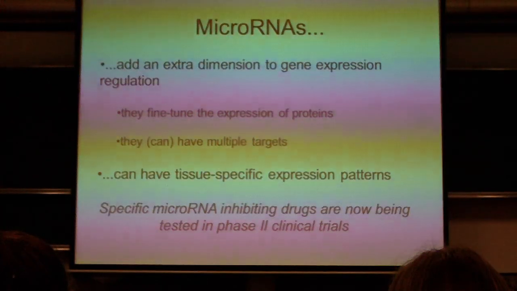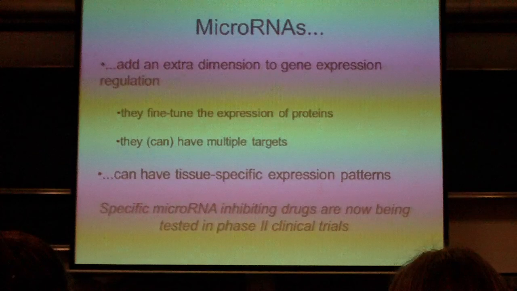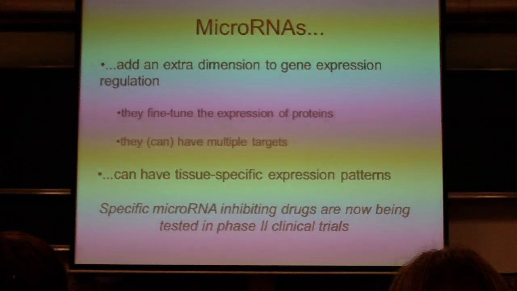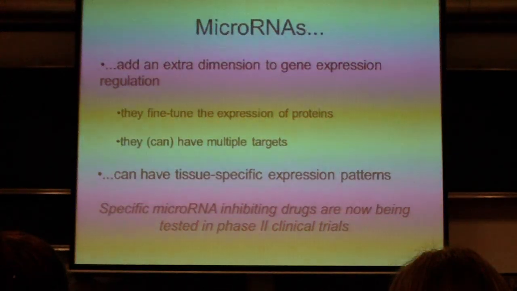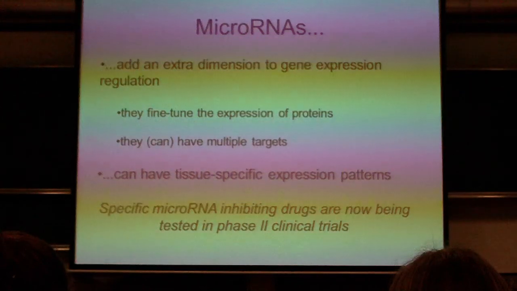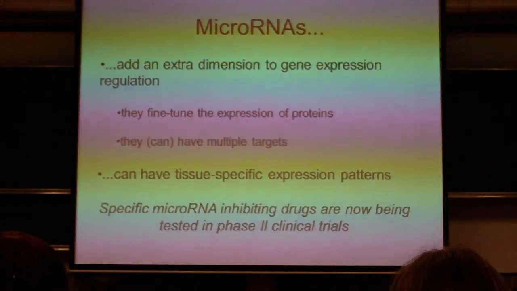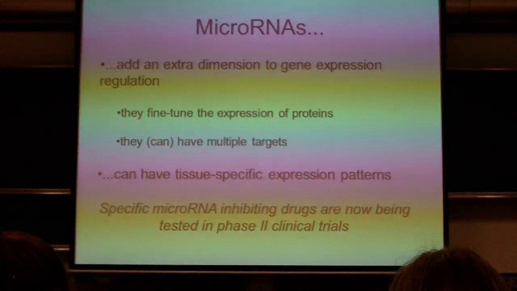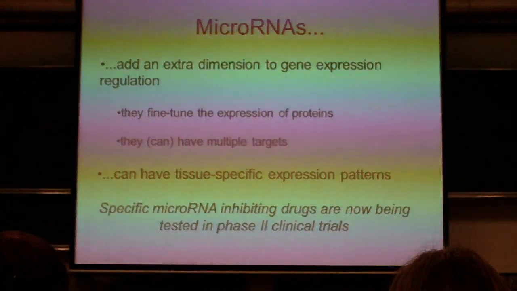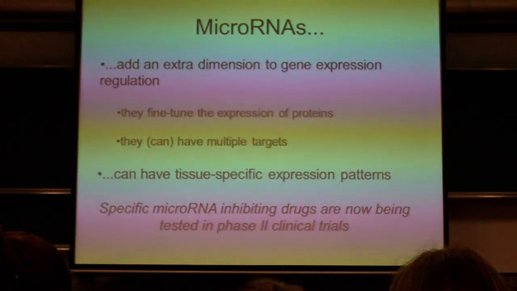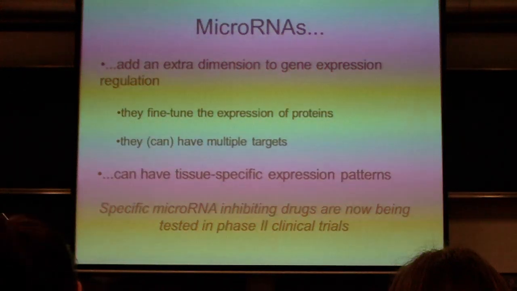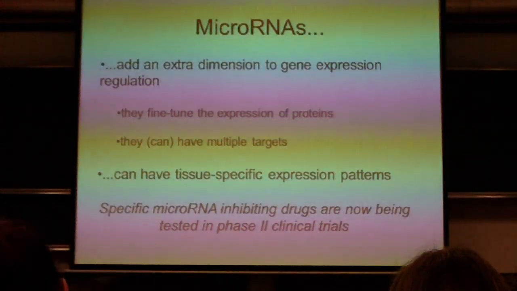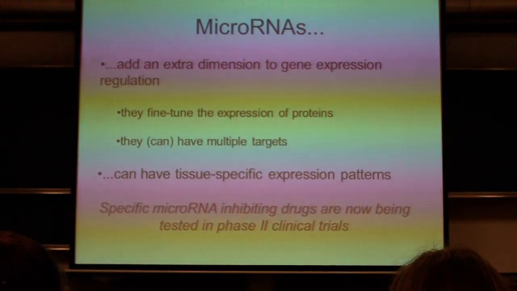What we do know about microRNAs is that they can have tissue-specific expression patterns. And what is nice is that specific microRNA-inhibiting drugs are now being tested in phase 2 clinical trials to, for example, target hepatitis C. So what's been discovered is that there is a liver-specific microRNA, microRNA-122, that has an important role in the replication of the hepatitis C virus. And because it's so liver-specific, inhibiting drugs of this microRNA will not affect the functioning of other tissues. And that's a major advantage over other drugs targeting this virus.